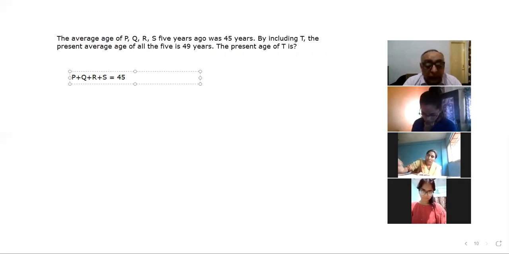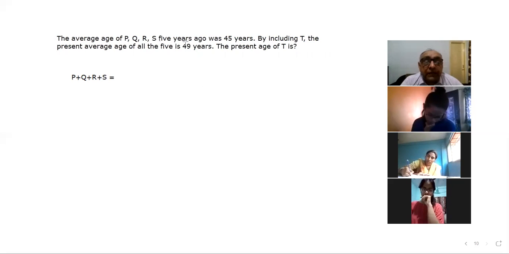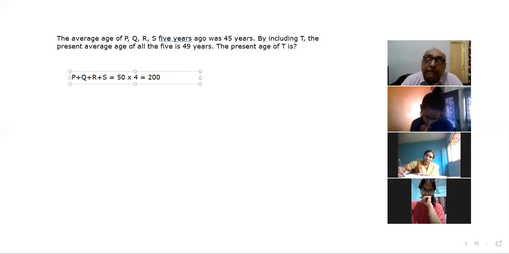One thing to note is that this age of 45 was 5 years ago. So now, at present, all the 4 persons have increased by 5 years each, so the average age would be 50. The present average age is 50. Total age is 50 into 4, that is equal to 200. This is the total age of the 4 persons today. Okay, clear?